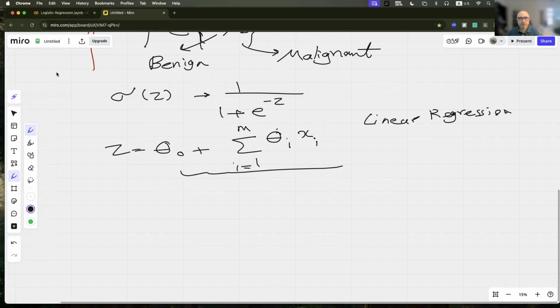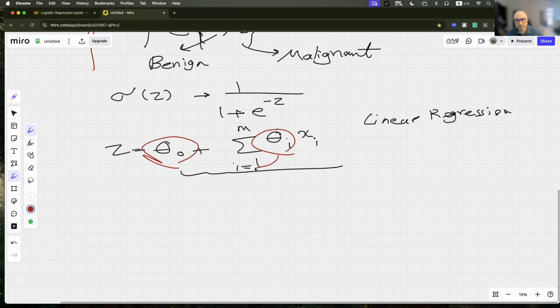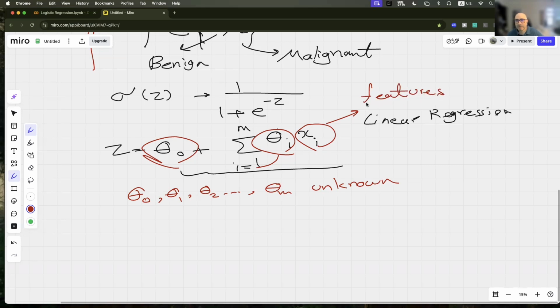In order to use this model, these thetas, starting from theta 0, theta 1, theta 2, up to theta m, are unknown, and the goal is to calculate them. The x values here are the values from our features, whatever our model depends on.